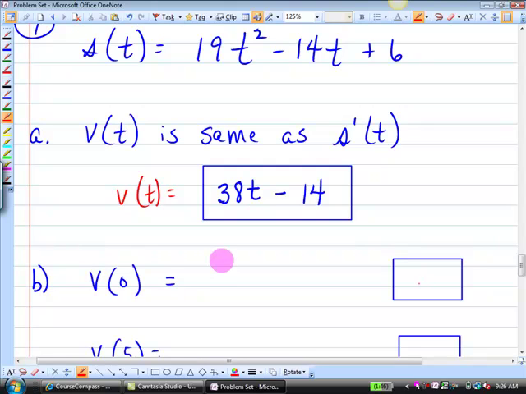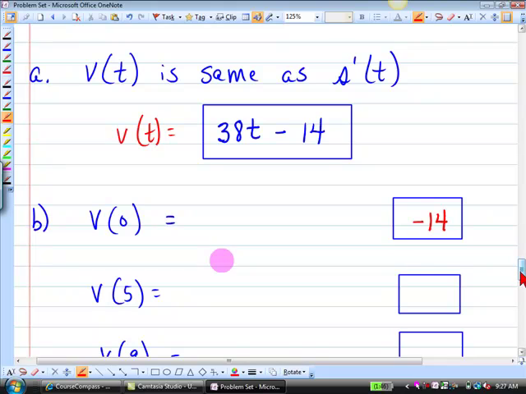So what will the first one be? Negative 14, because the t goes away. V of 5, and I'm going to let you do that. If you have a calculator, or if you can do it in your head, or whatever, and see what number you come up with.